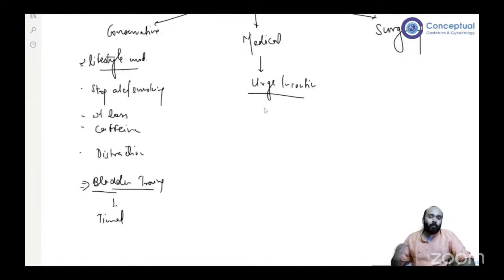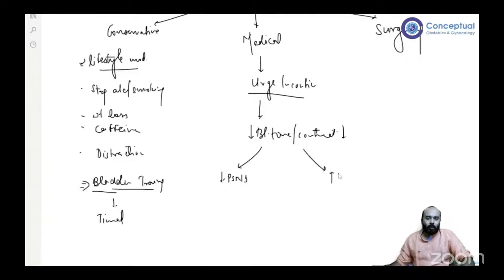So what is my motive of doing a medical management? My motive is that I want to reduce the increased bladder contractions that are occurring. So I would want to reduce the bladder tone. You can also call it the bladder contractions or involuntary contractions, and I want to reduce that. How do I reduce it? I have two ways. I can either reduce the parasympathetic nervous system or I can increase the sympathetic nervous system flow.